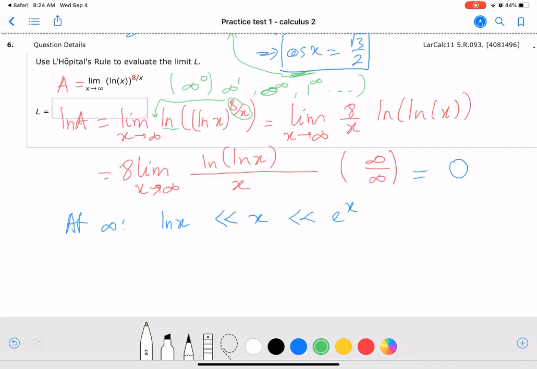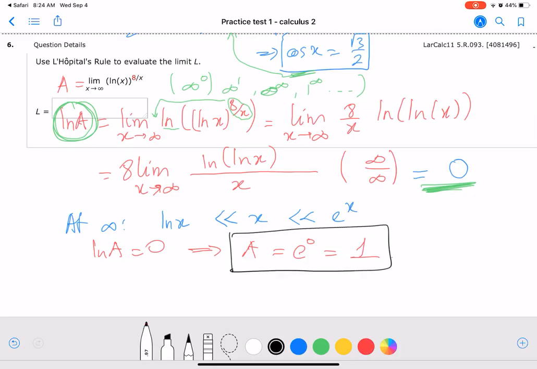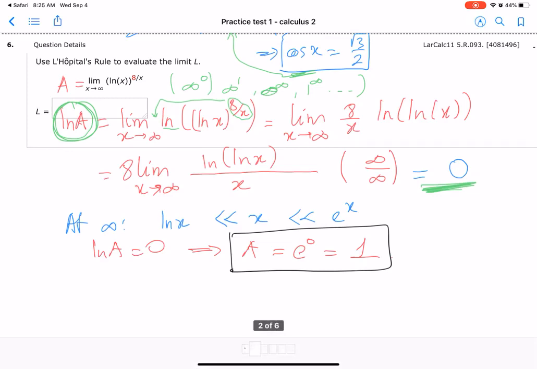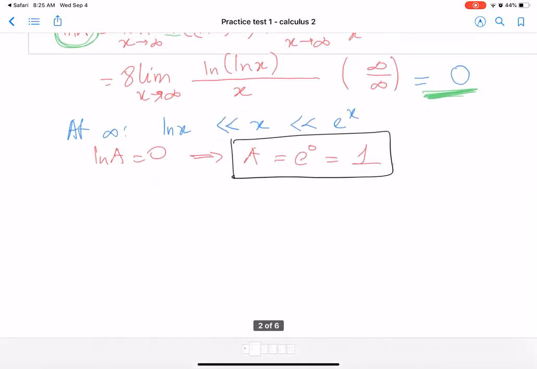Finally, we got ln of a, right? ln of a is in here, equal to 0 in here. So let me rewrite that. ln of a equal to 0. From here I get a is equal to e to 0, which is just 1. And that is the final answer. All right. Okay, let's move to the next page.